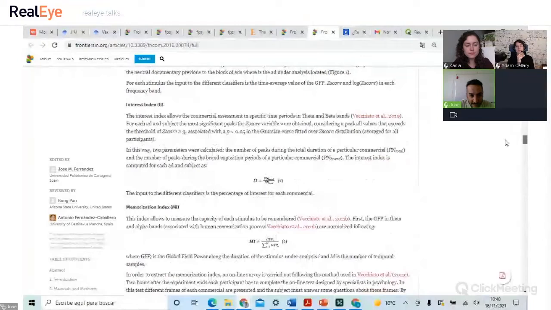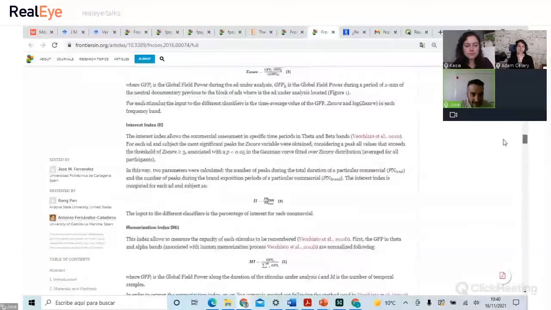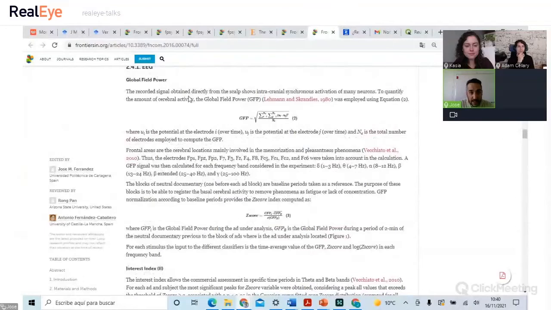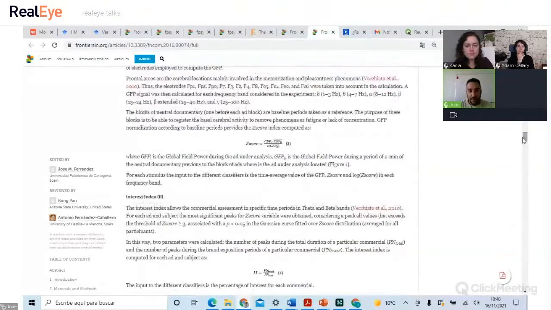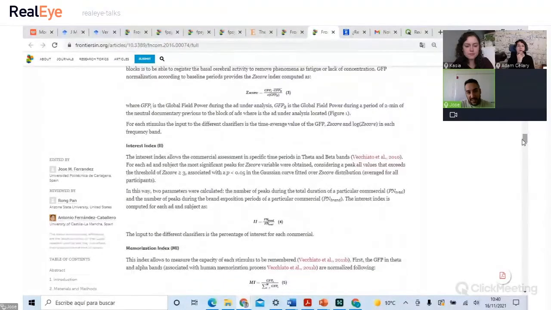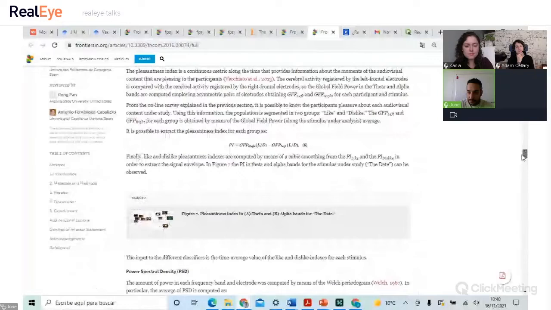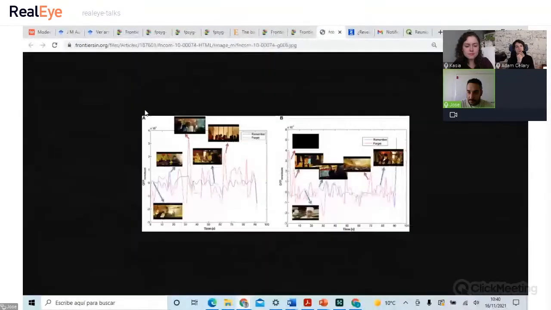I don't want to explain you everything, because it's going to be a little bit boring. But what we create then is with the global field power, as you know, all the different electrical powers in all the electrodes in the EEG. We make an interest index, memorization index, and pleasure index to understand and create with EEG all the different peaks and identify when the people are going to remember and when they are going to forget.